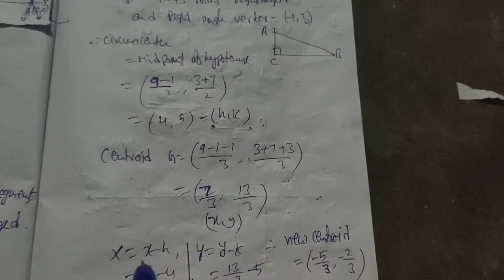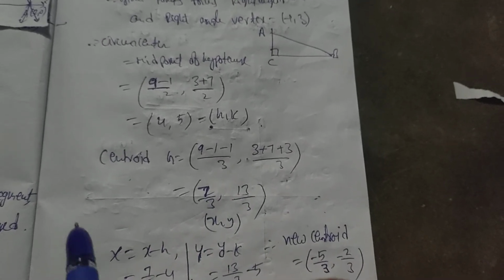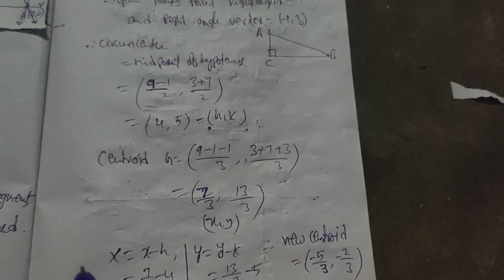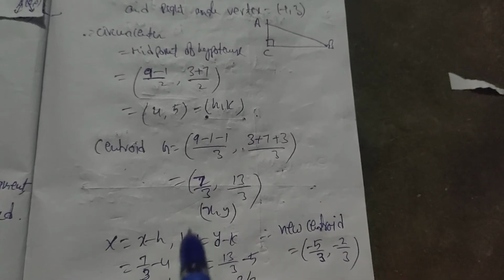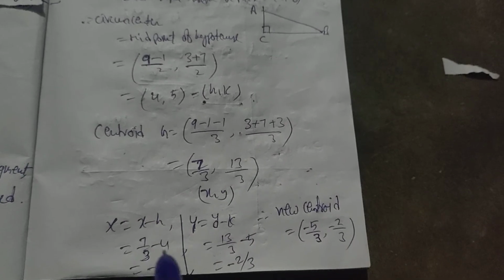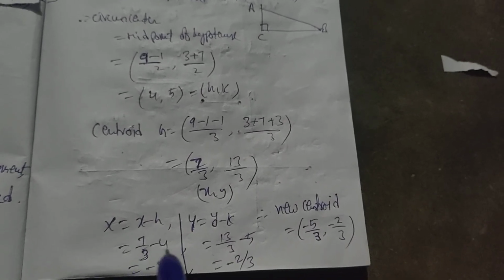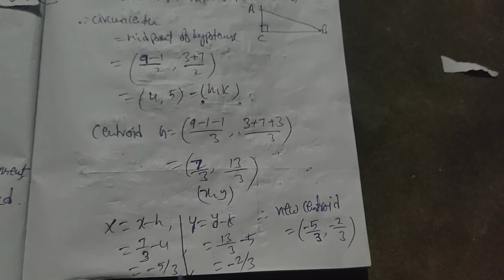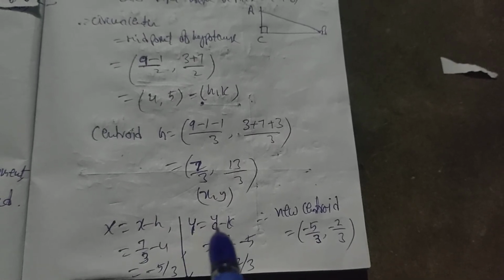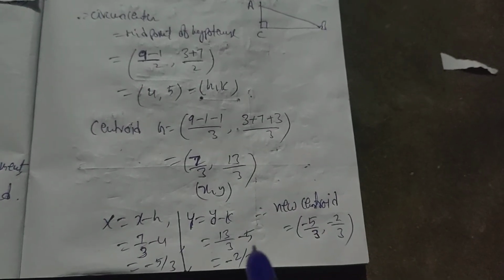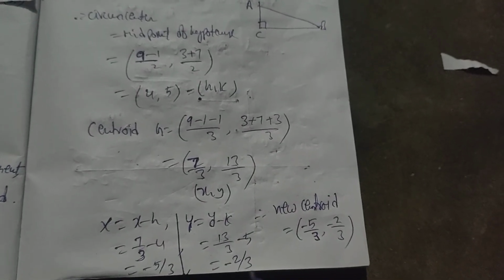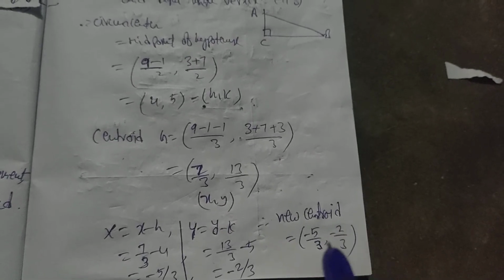Now we have to find out capital X. So we have the formula small x is equal to capital X plus h. If you want to find capital X, it is equal to small x minus h. Small x is equal to 7/3, h is equal to 4. So 7/3 - 4, 3 fours are 12, so 7 - 12, that means -5/3. And capital Y is equal to small y minus k, small y is equal to 13/3 minus 5. So 3 fives are 15, 13 - 15, it is -2/3. So therefore the new centroid is equal to (-5/3, -2/3).